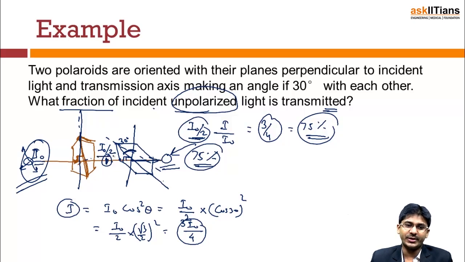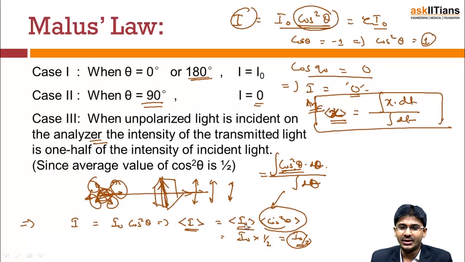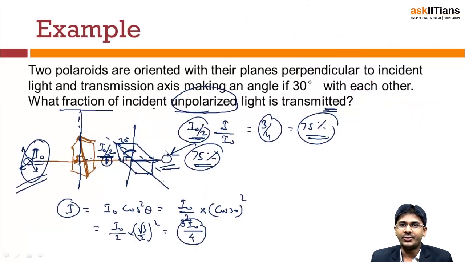Then it became I naught by 2 because it was unpolarized. It's important. We applied the formula I naught cos square theta only, but since it was varying, it was unpolarized, we got I naught by 2. That's what we did here. So after I naught by 2, now apply I naught cos square theta, where theta is 30, we get this value.